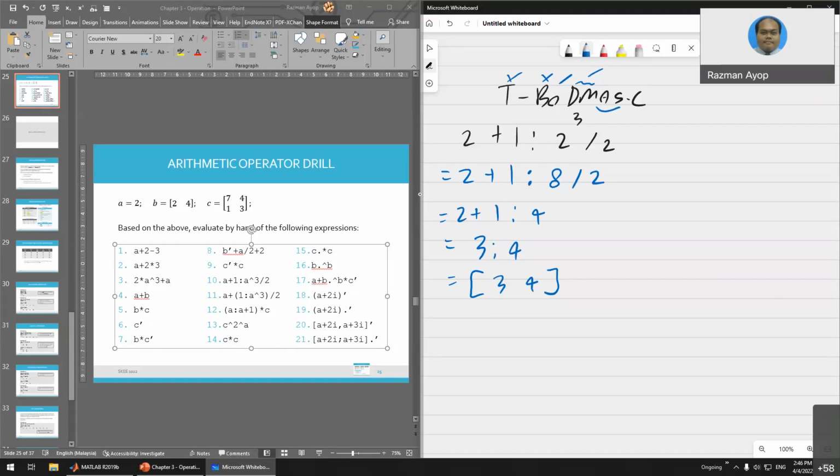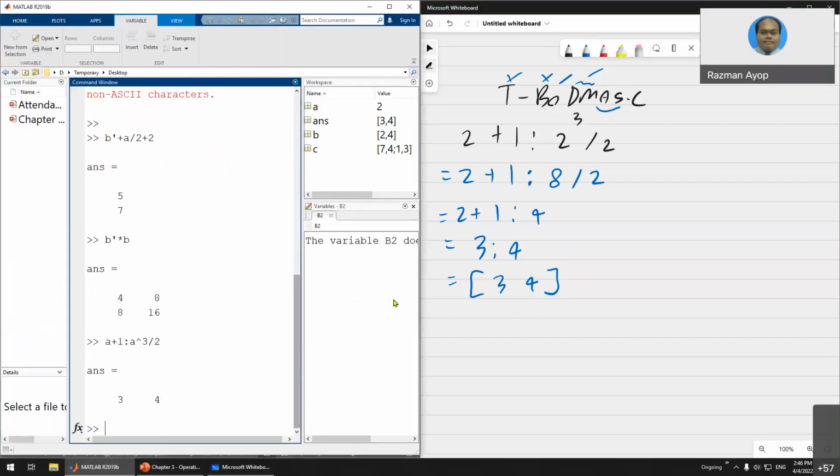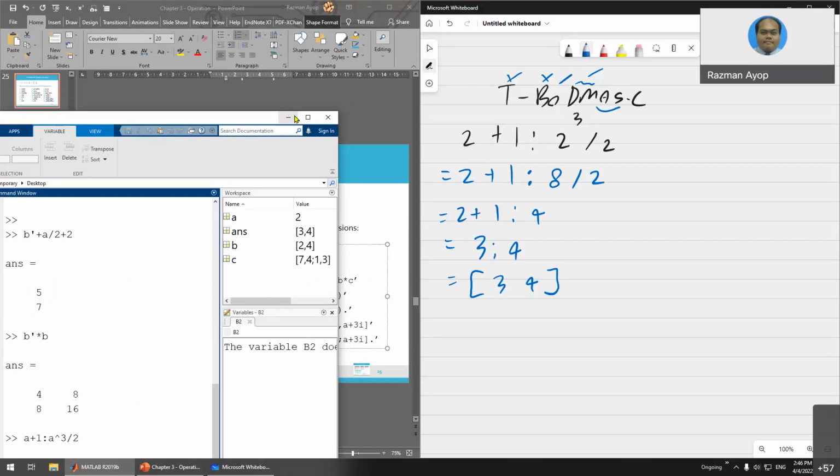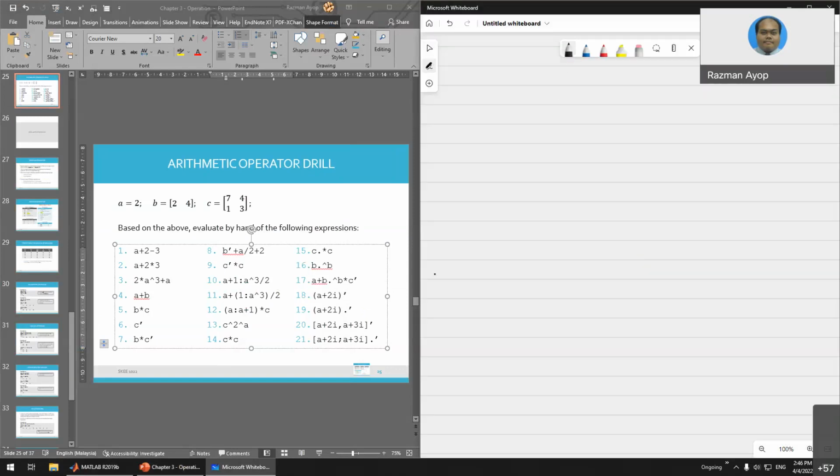Never just leave the column. You have to change it to matrix. Is that correct? Let me check. The answer is correct. So how about the next example here? You also have to practice together with me. Make sure you familiarize yourself with this operation.